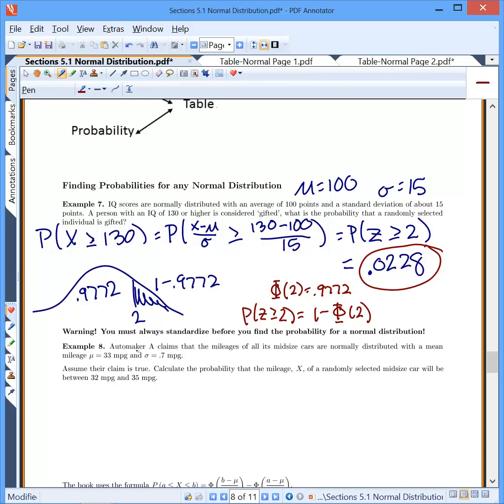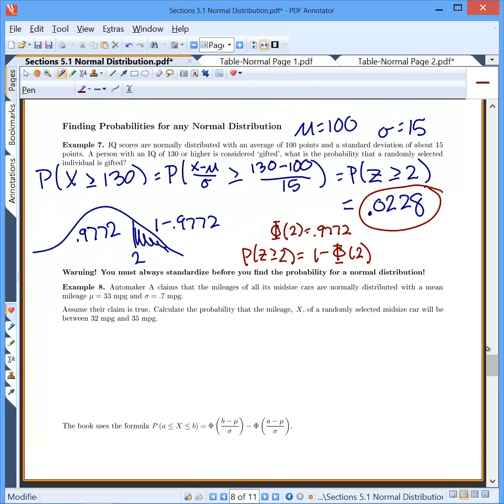You find your z-value. Okay, so example A, automaker A claims that the mileages of its mid-sized cars are normally distributed with a mean mileage of mu equals 33 and sigma equals 0.7. Assume their claim is true, so assume those numbers are correct. Calculate the probability that the mileage, x, of a randomly selected mid-sized car will be between 32 and 35 miles per gallon. So we're looking for the probability that x is between 32 and 35. Now remember, for a continuous distribution, it doesn't matter if this is a less than or equal to or a less than, because the probability at any single point is 0.